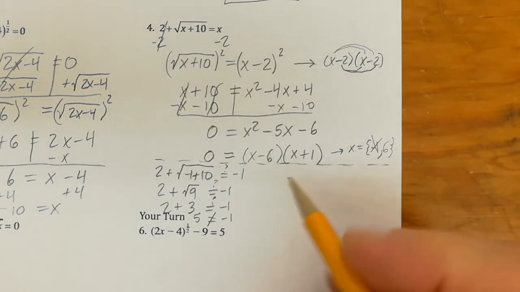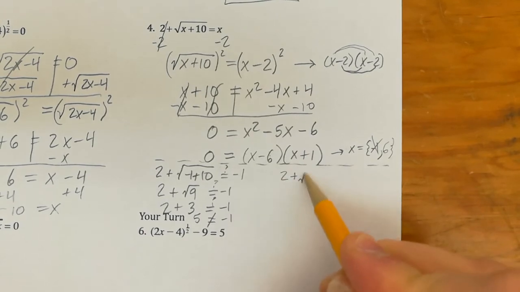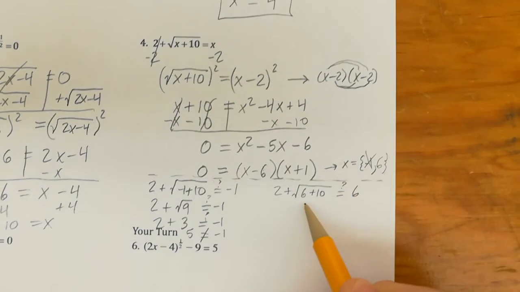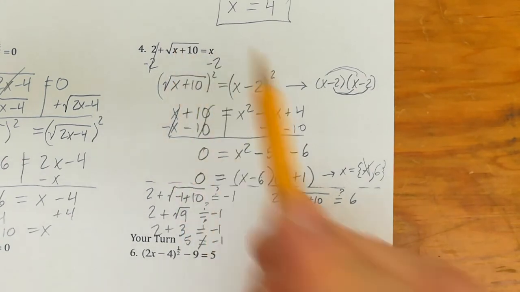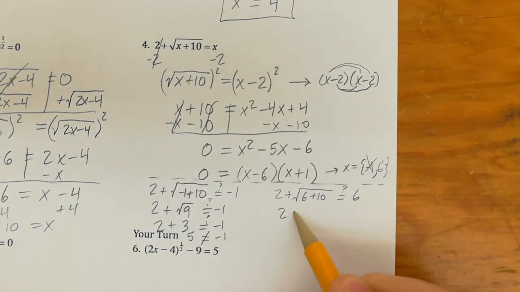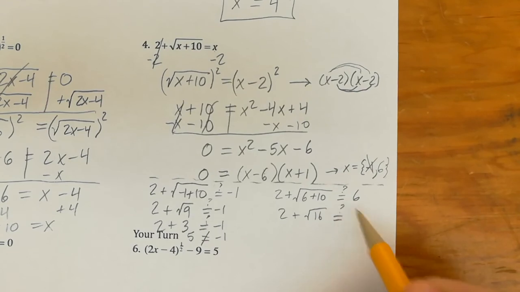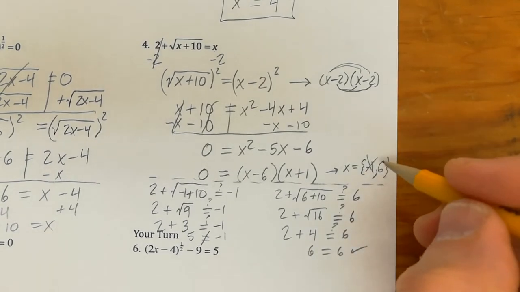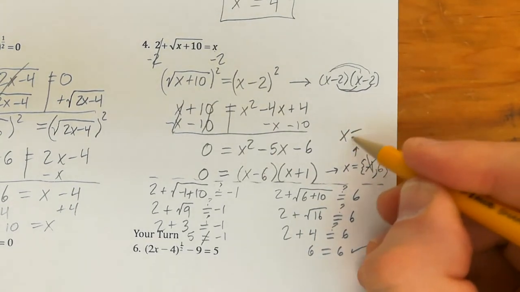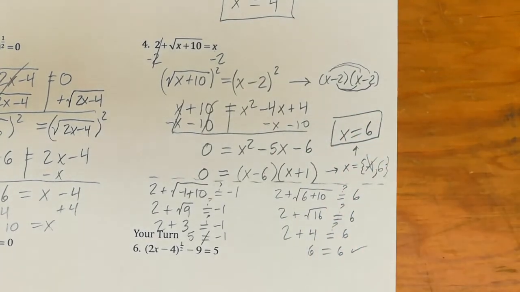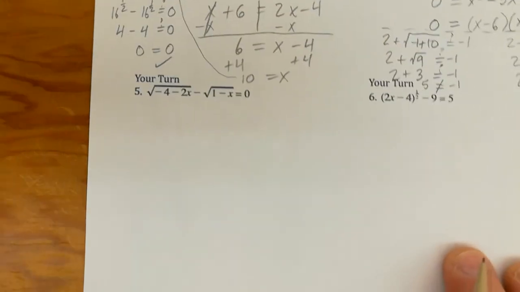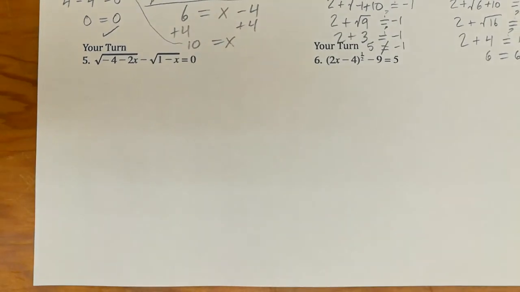All right, let's check and make sure the 6 works. So we're going to put that into the original equation. Okay, so notice that 6 is going in 2 places, right? It's going in here for x and here for x, all right? So here we're going to have square root 16, and then the square root of 16 is 4, and this looks like it's going to work out. Okay, so our only answer then is x equals 6. The negative 1 was extraneous. All right, you guys go ahead and do numbers 5 and 6, and then I'll show the answers after you do them.